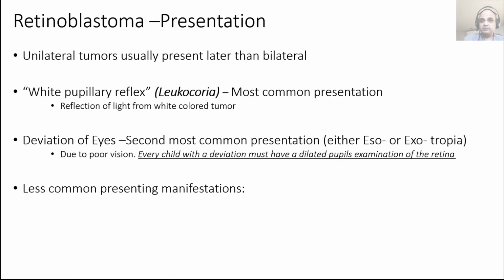That is why the differential is so important, and we'll get to that in a bit. And this tumor appears white because of the reflection it produces. This tumor usually has a lot of calcium in it, which produces that white reflex.